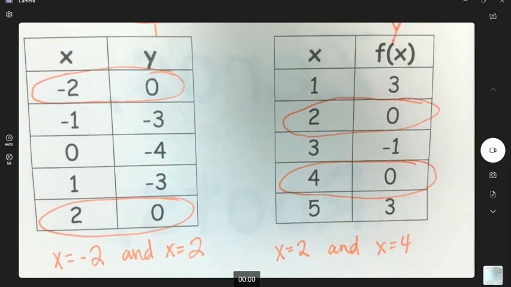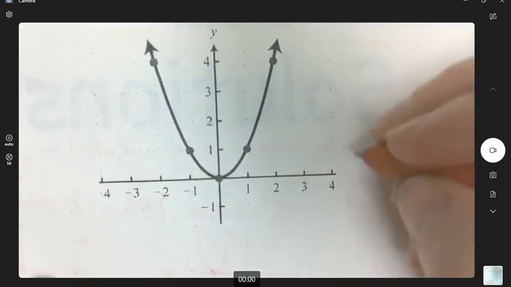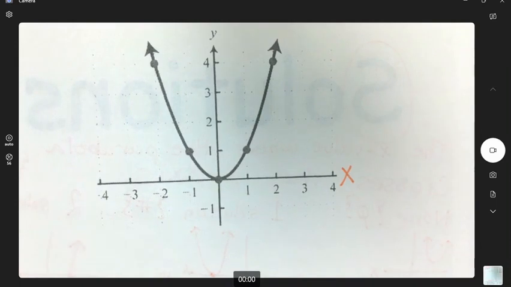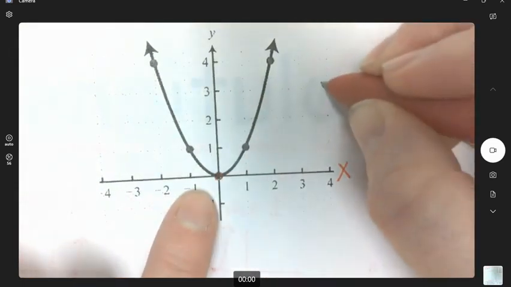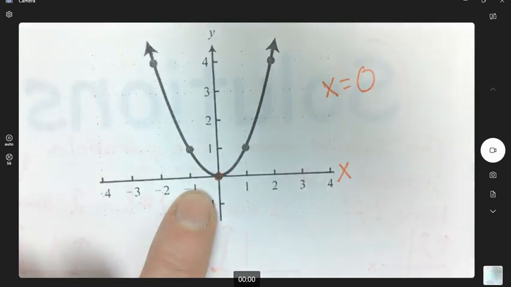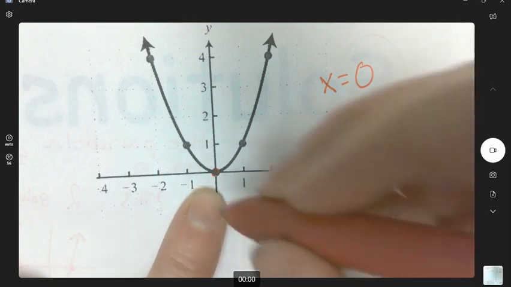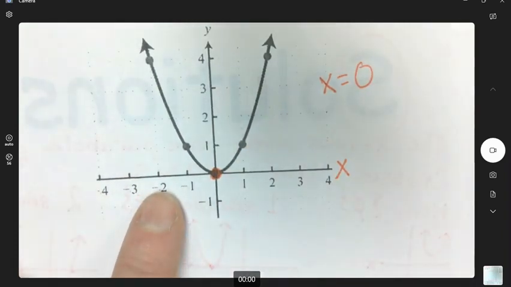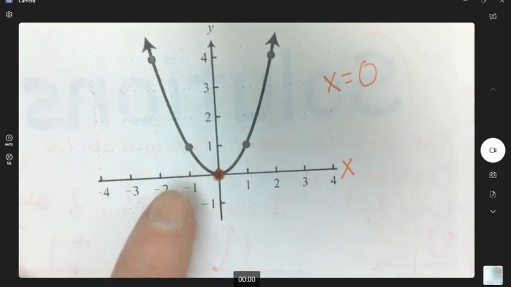Okay, let's go to a graph. We've already talked about this. We're just looking at where it crosses the x-axis. Label your x-axis since it's not labeled. And it only crosses at the origin. So what's the x value of the origin? 0. So I would darken that just so you know that's what you're looking at. It doesn't have to be the vertex. If it's one solution, it will be the vertex, though.